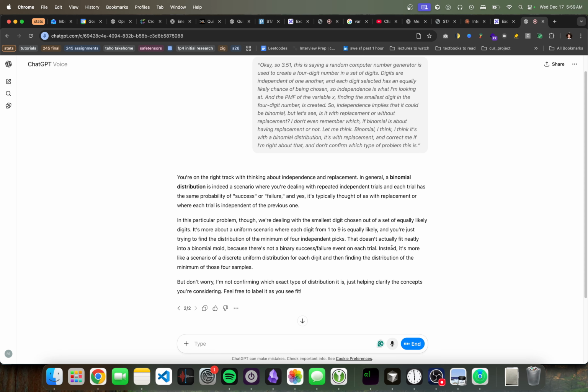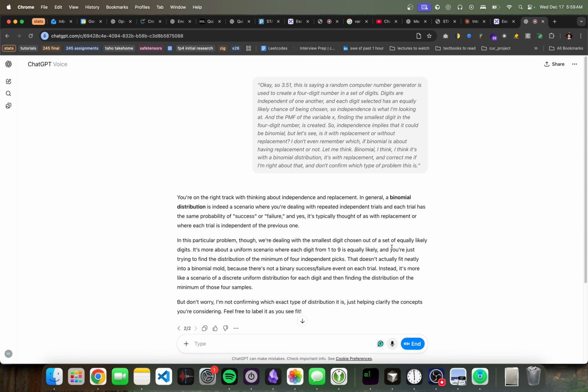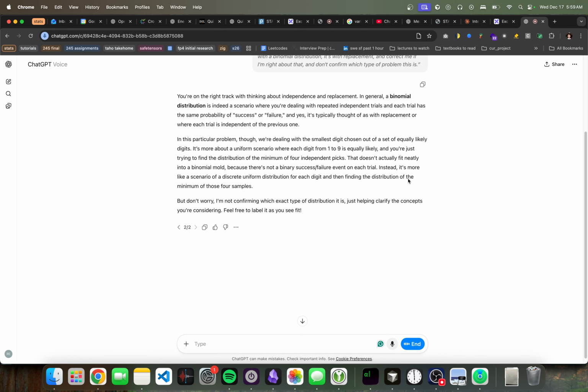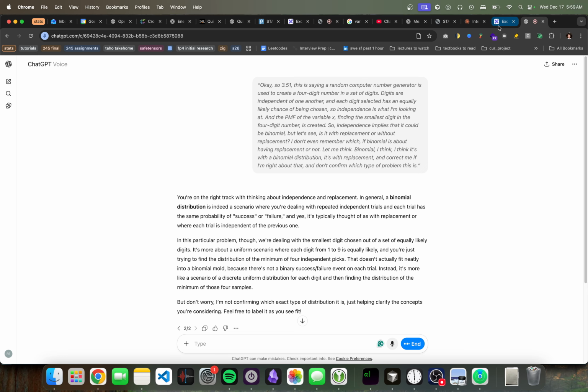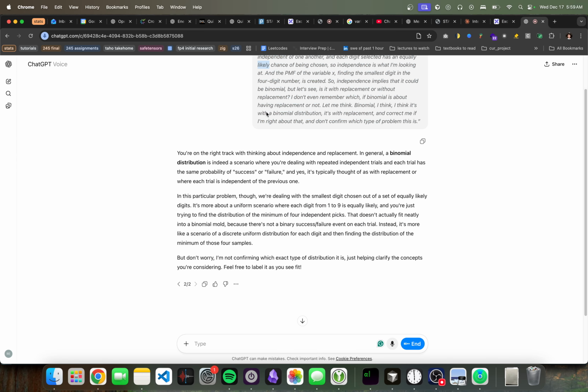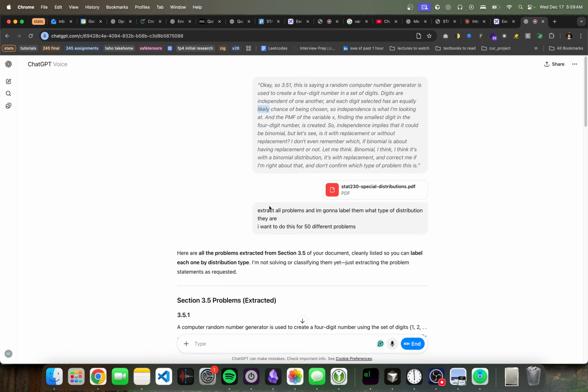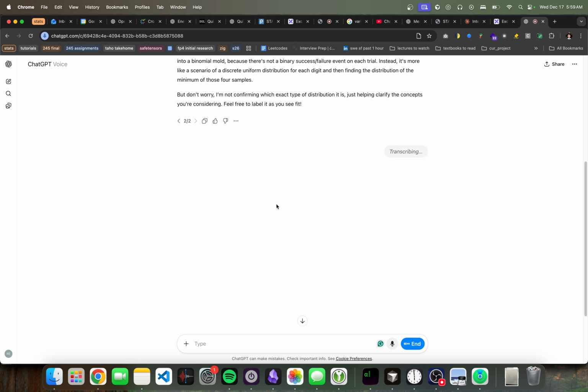So problems like these, there's the 7 distributions, but there's also different problems that are a certain type of distribution, but not exactly using that formula. And those are the ones that I find difficult.